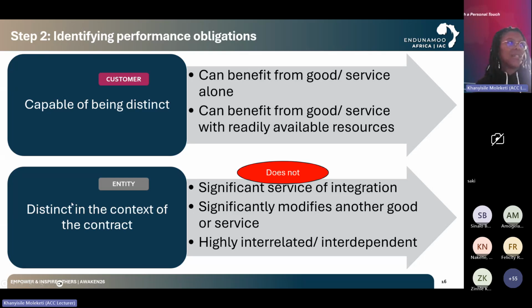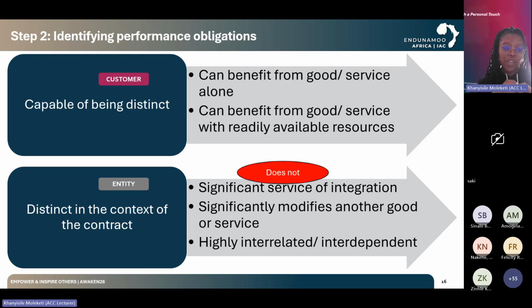Key is, from a customer perspective, it must be capable of being distinct, meaning the customer can use the good or service on its own or with other resources. You can use the car by itself, use the car with another service plan, from this entity or from another entity, and use a service plan with a car from another entity. The customer can use these items separately. So they're capable of being distinct.